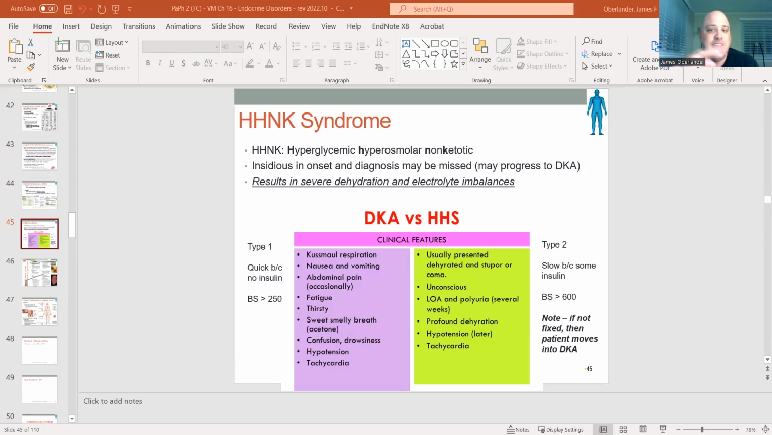Now, DKA type 1, HHNKS or HHS or HHNK, something with two H's. HH something. They all mean the same thing. What is the difference between DKA and HHS? And don't tell me insulin. It's not insulin. And again, I can't scroll because I'm looking at two other questions I don't want to lose here. So just somebody tell me, what's the main difference in those two disease processes? Don't tell me glucose. Don't tell me insulin.